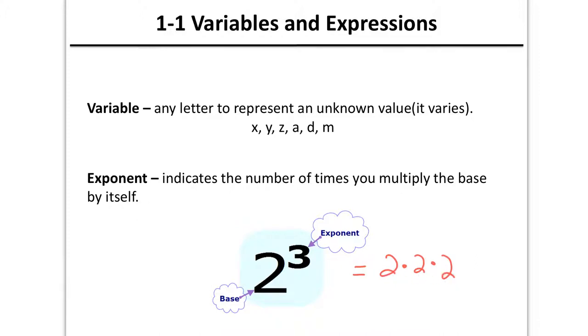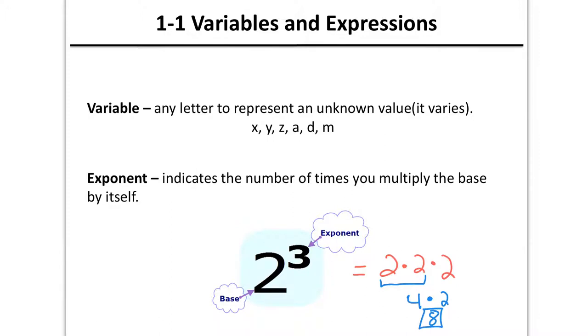So I'm just going to show you the answer here. I'm going to multiply these 2 here. 2 times 2, that's 4. I bring down the 2, and 4 times 2 is 8. So 2 to the third power equals 8. Or you can say 2 cubed equals 8.